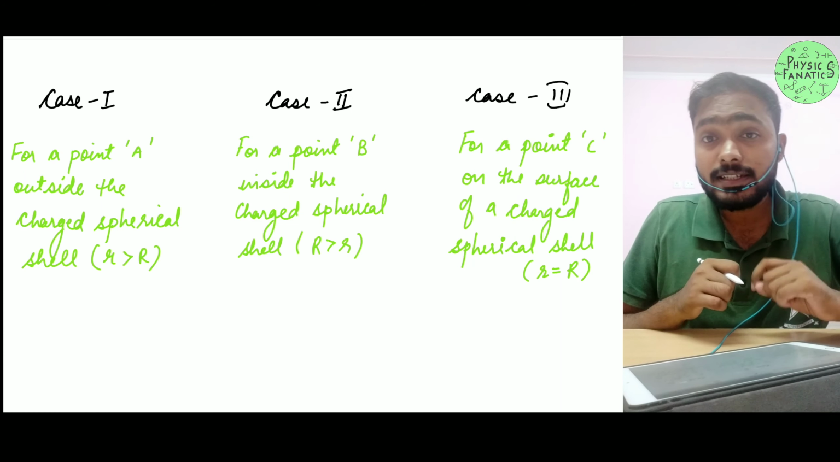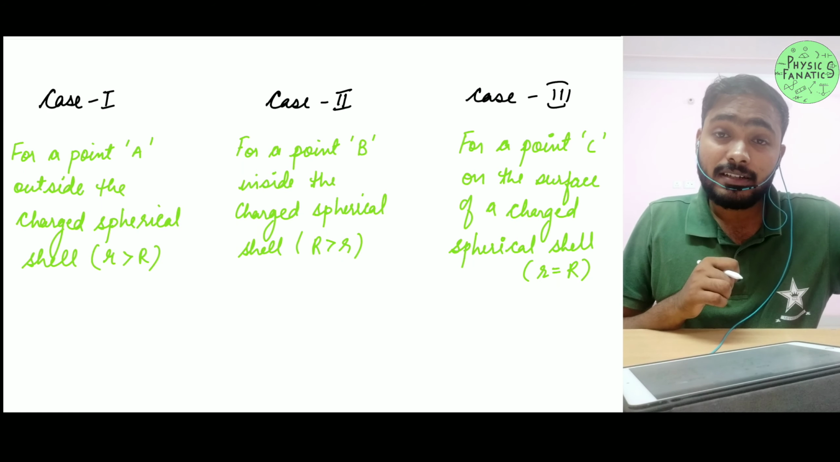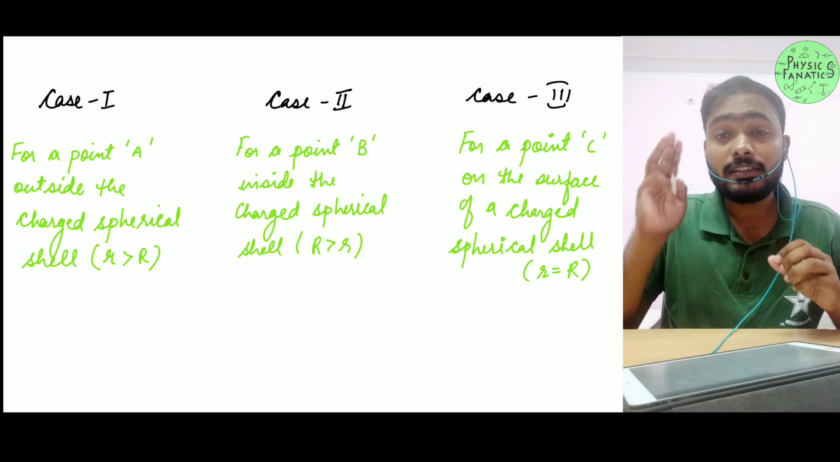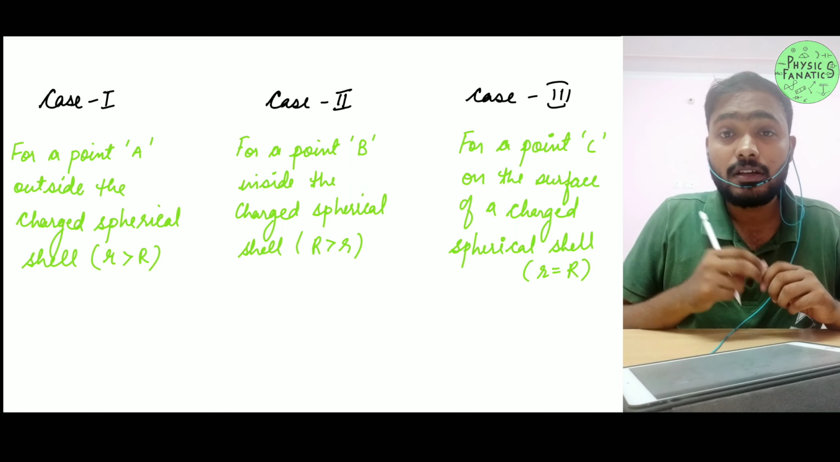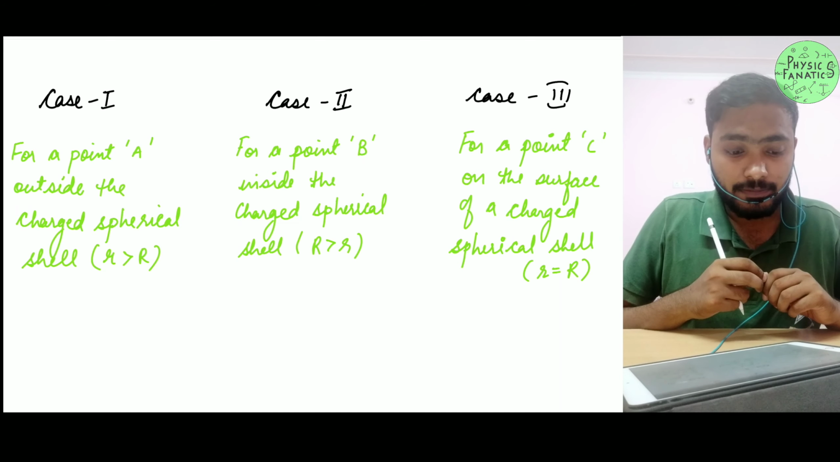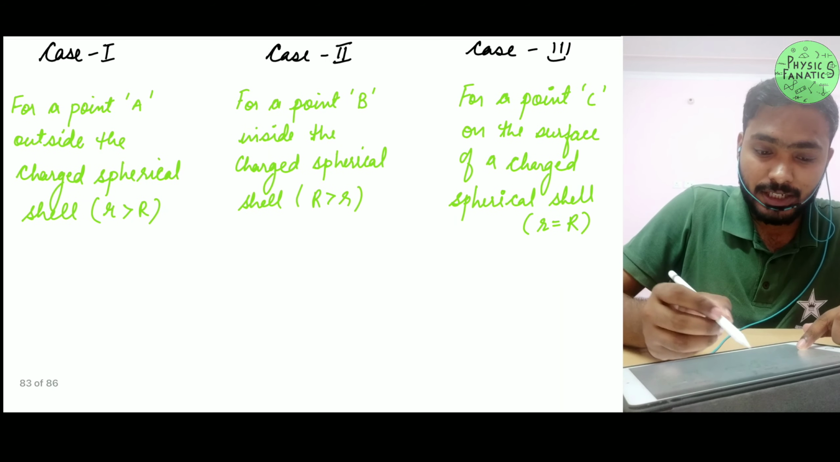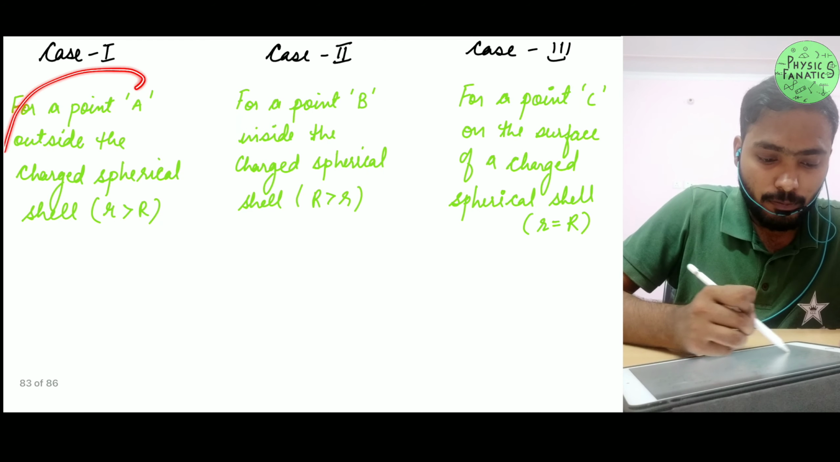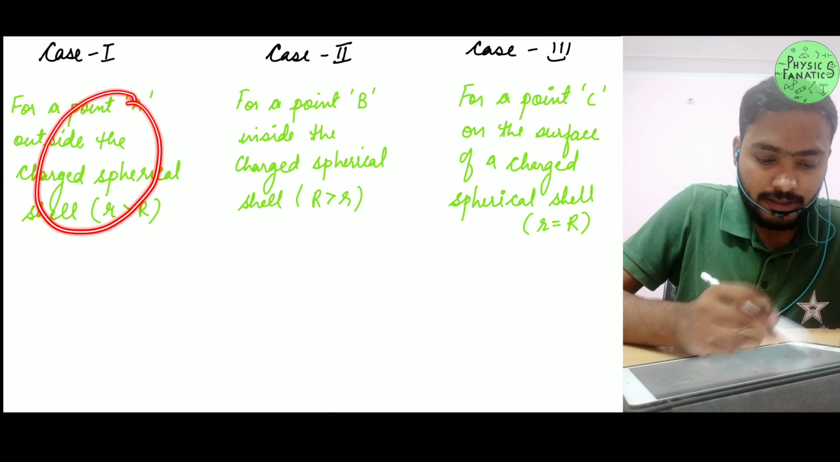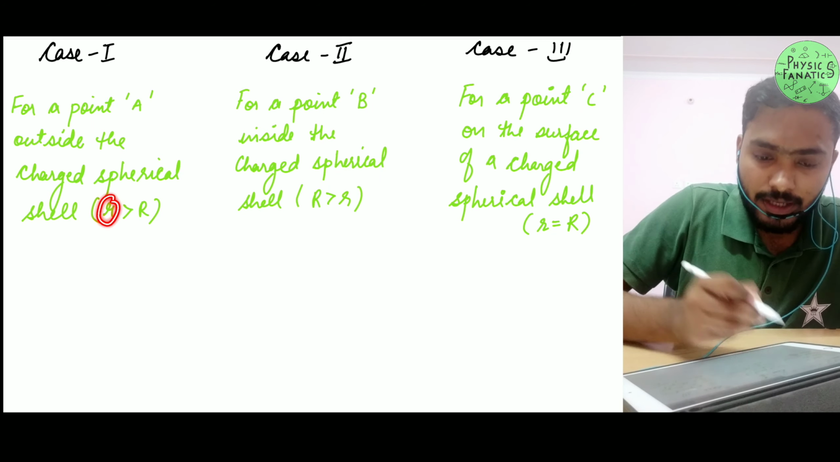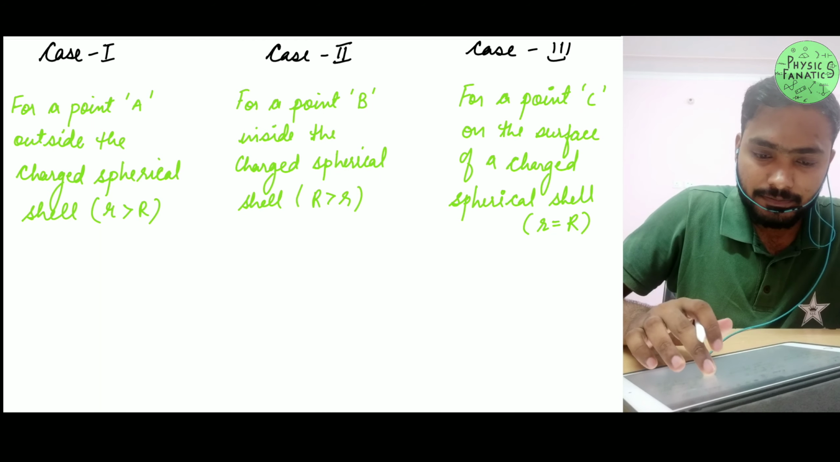So first case is a point which is outside the spherical shell. Second case is the point which is inside the spherical shell. Third case is on the surface of the spherical shell, right? So let's get to it. Let's talk about case 1. Case 1 is for a point outside the charged spherical shell. Let me draw it and then you guys can understand that.